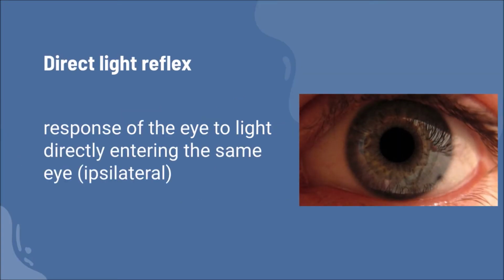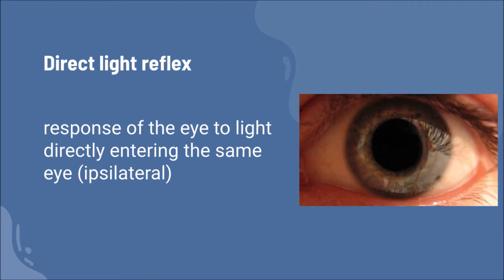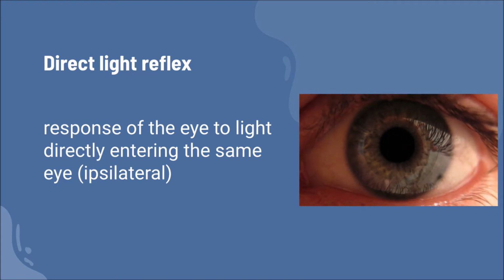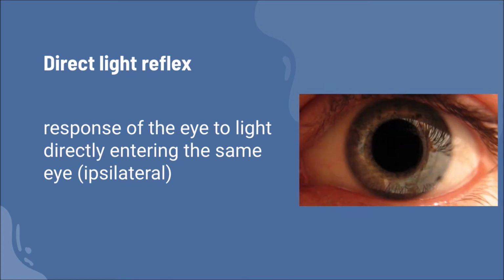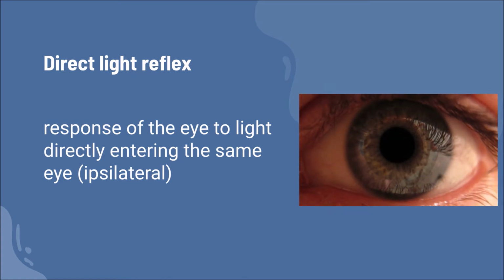First, we have the definition of terms. So first is direct light reflex. This is the pupillary response of the eye to light directly entering the same eye, so ipsilateral. Left direct pupillary reflex refers to the response of the left eye to light shining in the left eye, while right pupillary reflex is the response of the right eye to light entering the right eye.